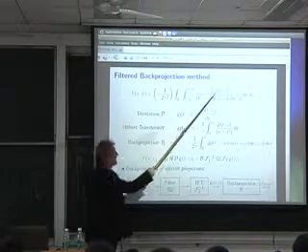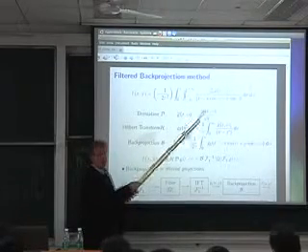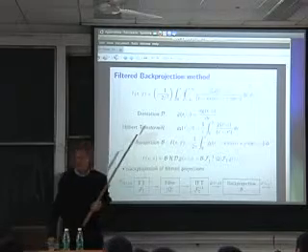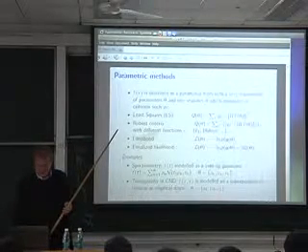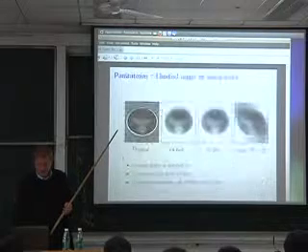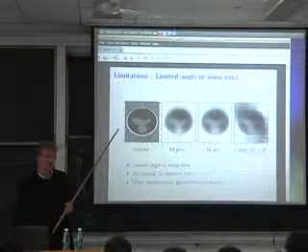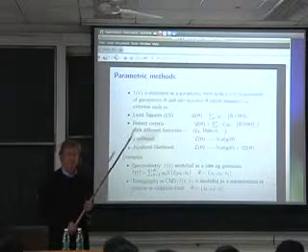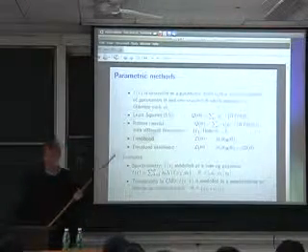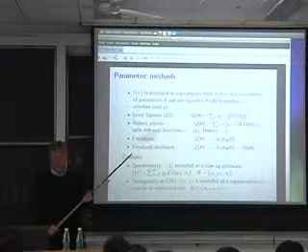But if it is not the case, the numerical implementation of this equation becomes more difficult. So the analytical methods have these limits. The second approach that I mentioned is the parametric methods.